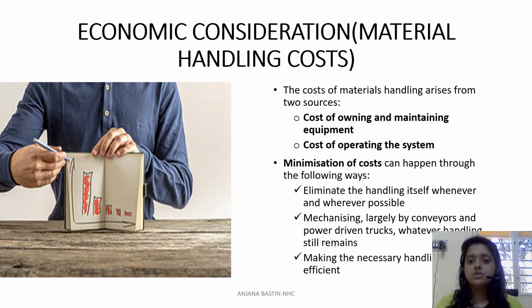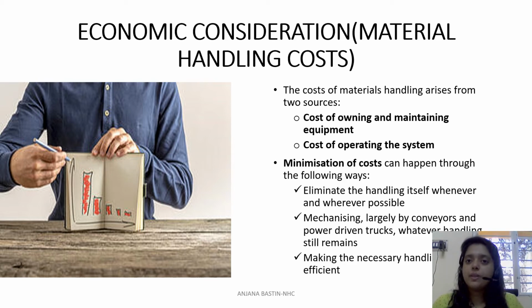With respect to materials, there are two types of costs which are incurred. The first one is the cost incurred for material handling. Material handling is where you try to move the material about using machines or people. There are two important concepts which relate to material handling cost. The first one is the cost of owning and maintaining the equipment. Time and again you have seen a lot of pictures. You've seen the equipment as well.